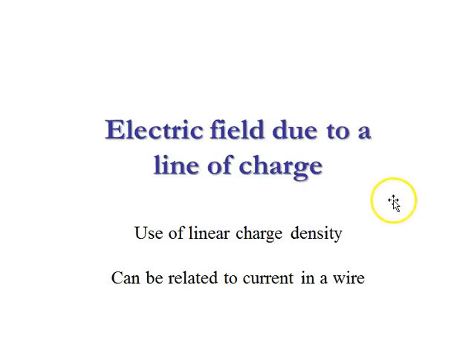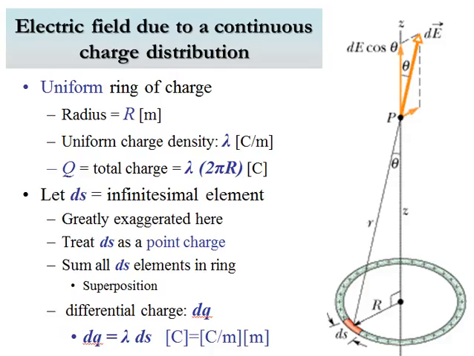So let's look at an example of electric field due to a line of charge, and we'll use linear charge density. And again, this example can be related to current in a wire. So it's an appropriate example. It has symmetry. In this case, we'll look at charge on a uniform ring. So charge going around in a circle. For example, if we're looking at current in a wire. So this uniform ring of charge has a radius of r in meters. We know its charge density lambda in coulombs per meter. And note here it says it's a uniform charge density. That's important. And our total charge then will be that charge density times the length. Well, the length of this entire circumference is 2 pi r.